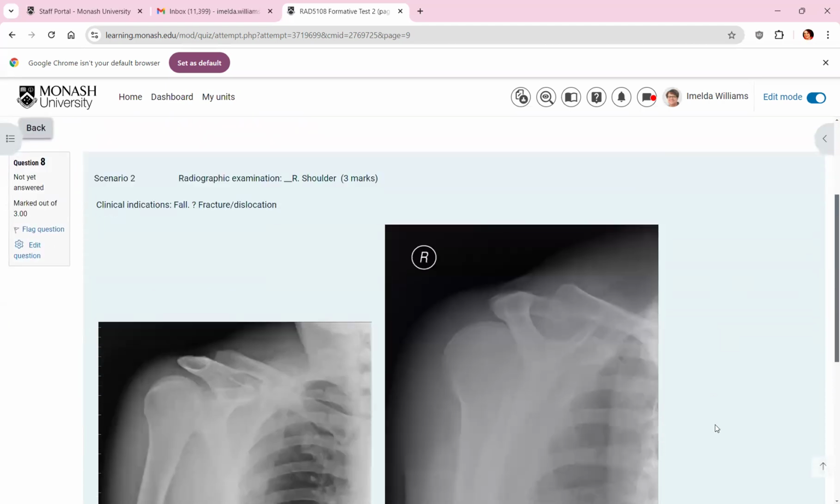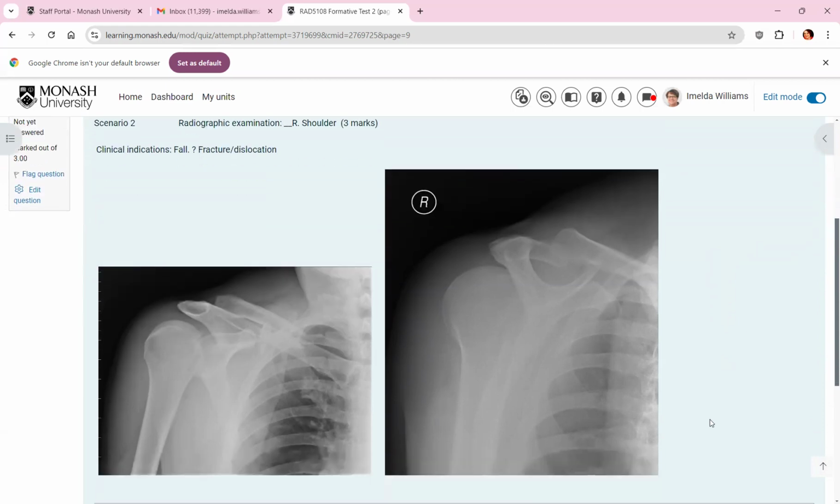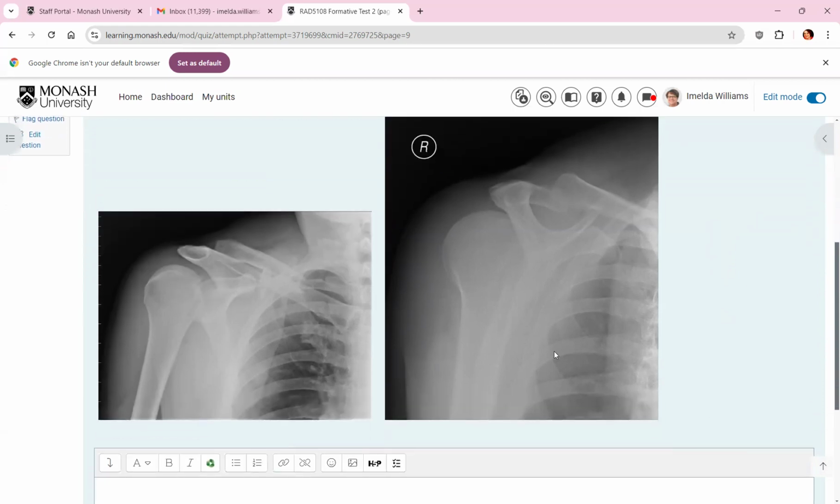So the next case is a right shoulder of a patient who fell with a query fracture dislocation. Especially if we look now at the Y view, we can see that the humeral head is displaced laterally. And that indicates posterior dislocation of the glenohumeral joint. But also important is that there is a fracture of the clavicle as well. And this fracture is an overlapping fragment, so it means there's foreshortening of the clavicle.